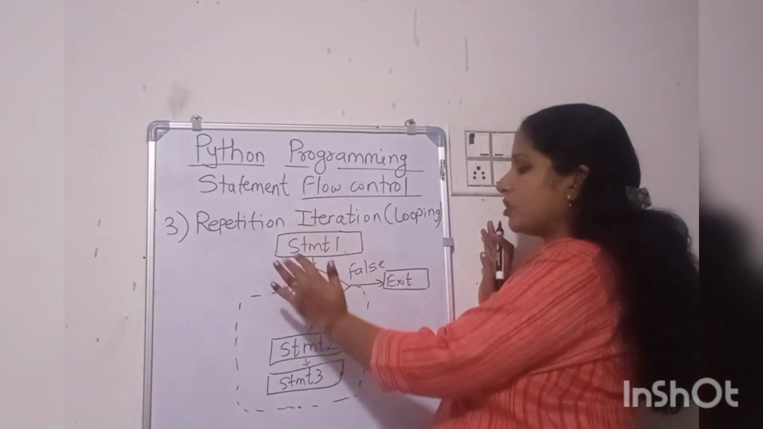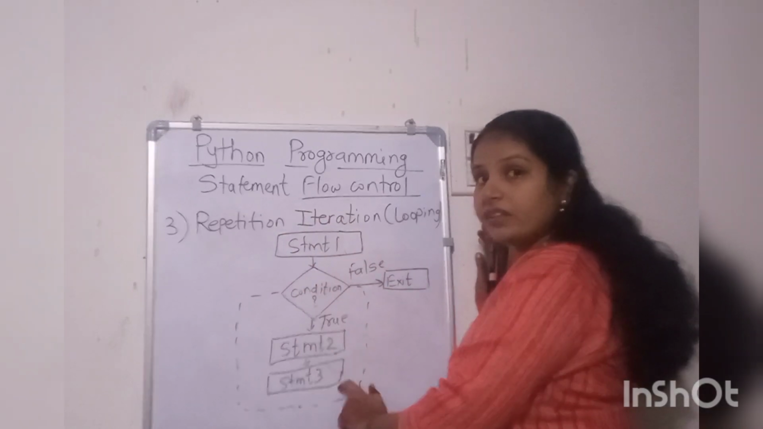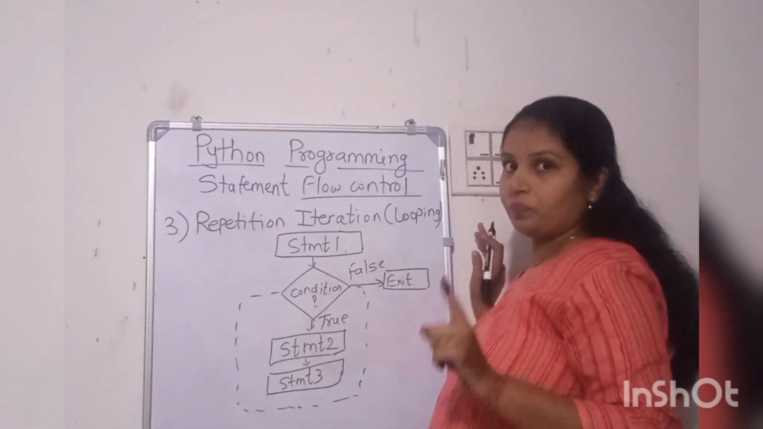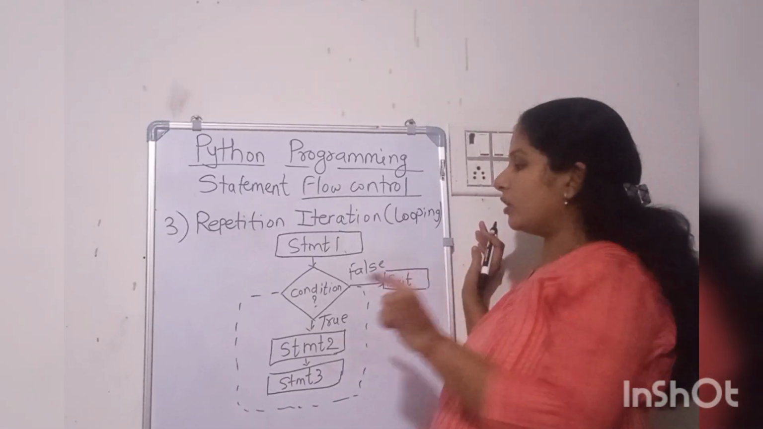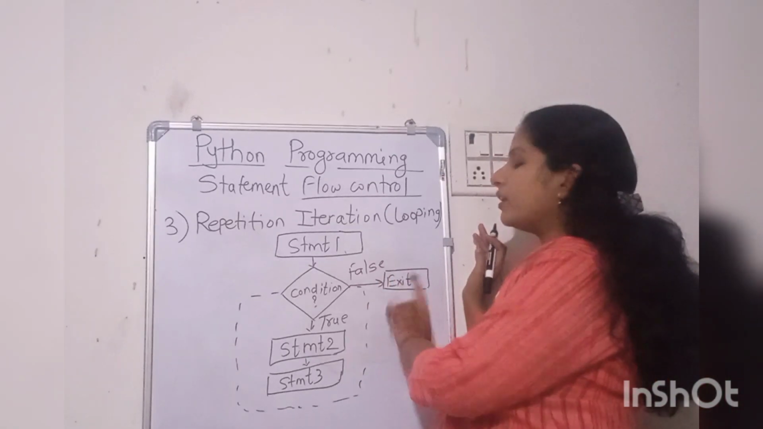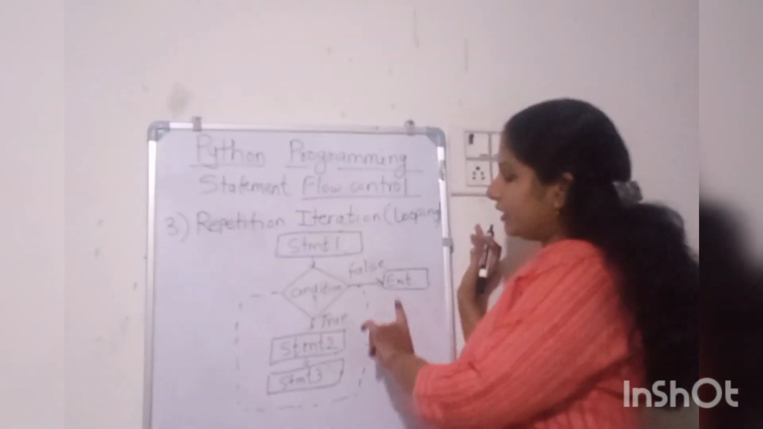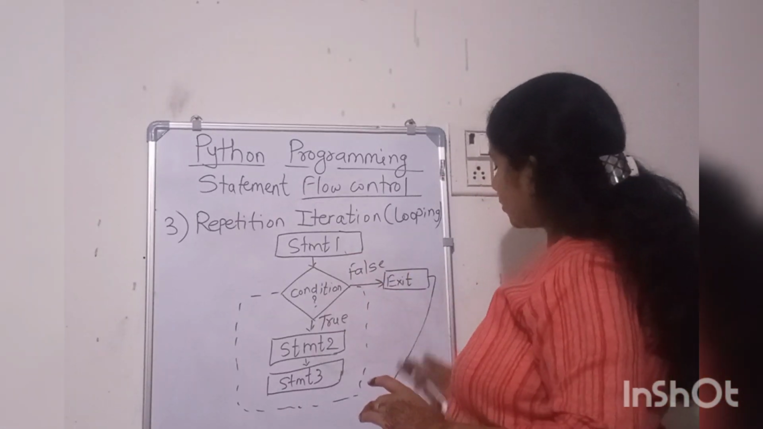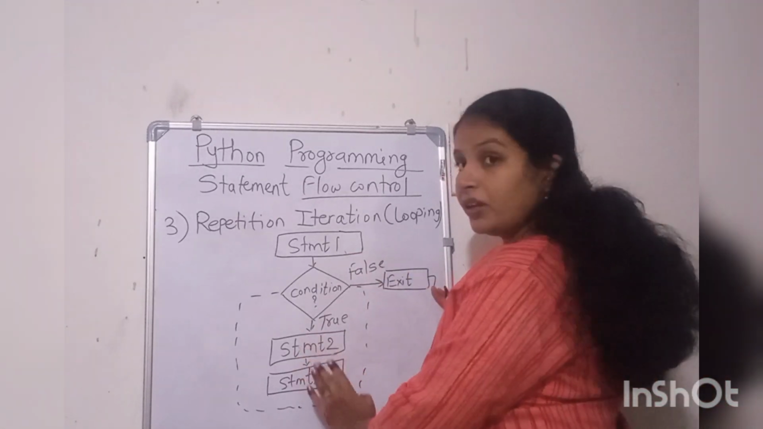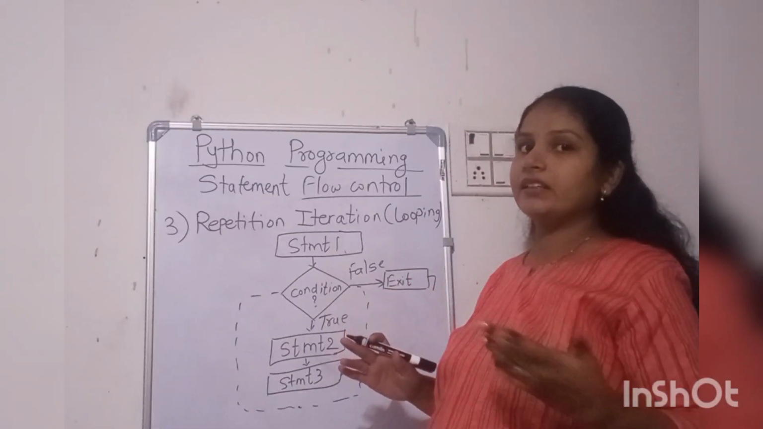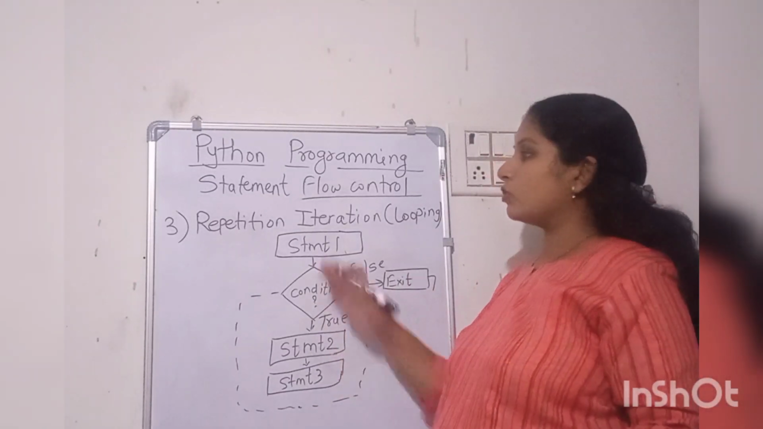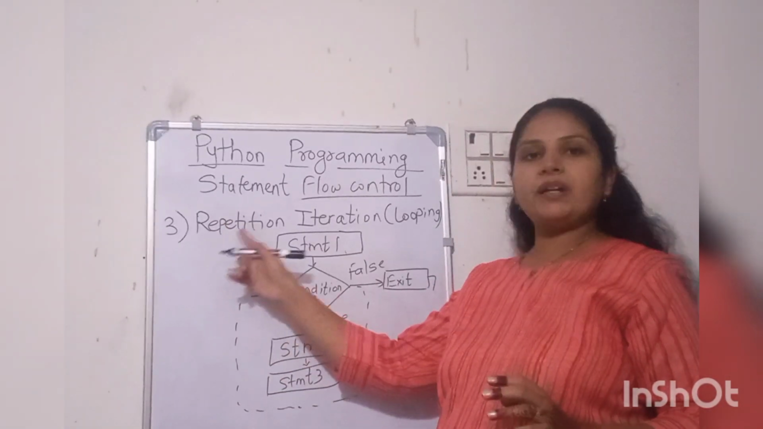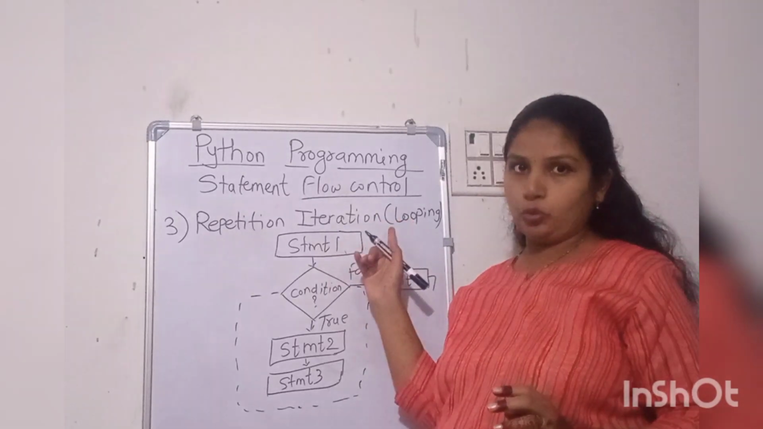So this is the repetition, meaning we are going to repeat the execution of statements 2 and 3 till your condition is true. Whenever at some point your condition will be false, then you are taking the exit from the loop and joining after statements 2 and 3, so you will enter the main program. Okay, so this is your third type of statement flow control, which is repetition, iteration, also called a loop.